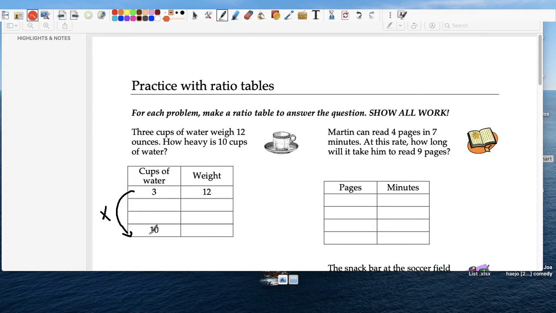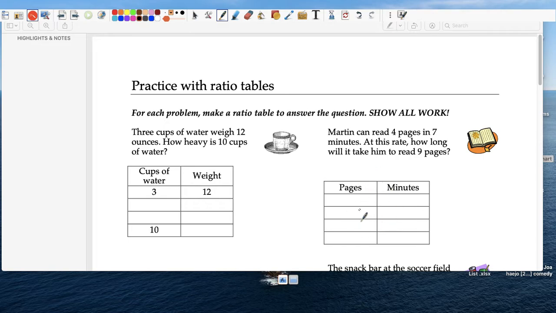Nothing times 3 becomes 10. So that doesn't help me. Eso no me ayuda. What does help me is this. Look how easy that is. How does 3 become a 12? Times 4. So if we go lado a lado, side to side, we can use that relationship and go times 4. So 10 vasos, 10 cups, weigh how many ounces? 40 ounces.